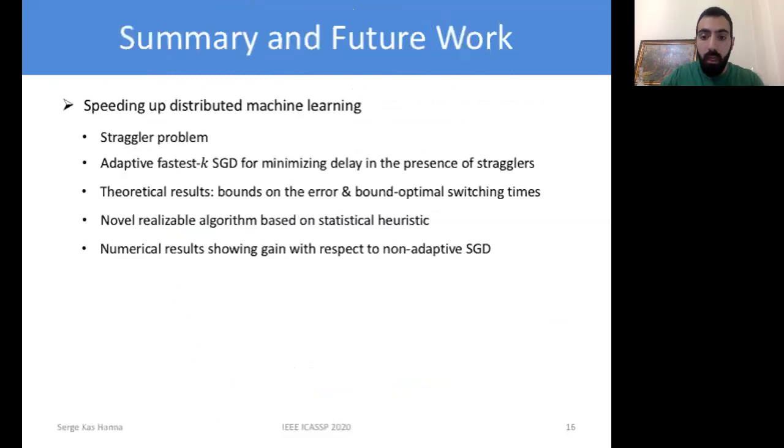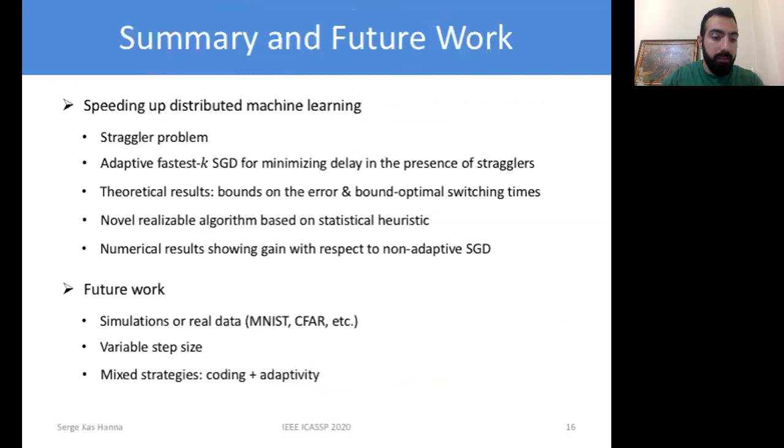To conclude, in this work, we focused on the straggler problem, and we introduced the adaptive fastest k-SGD. We have theoretical results and a practical novel algorithm that is based on a statistical heuristic. The numerical results show a gain with respect to non-adaptive SGD. In terms of future work, we want to implement this on real data, as I previously said, and we want to consider variable step size, and we want to consider mixed strategies where we combine the coding theoretic techniques with the adaptivity idea that we introduced in this work.